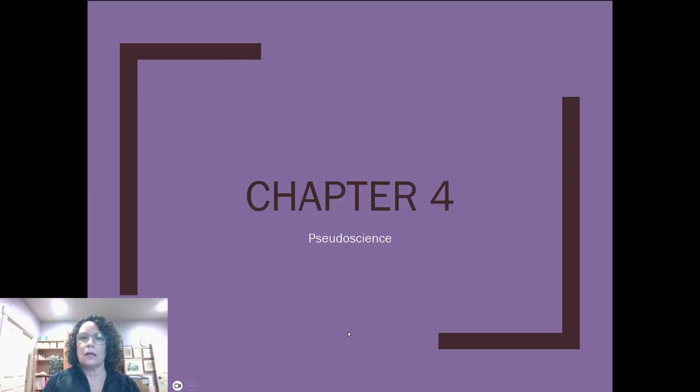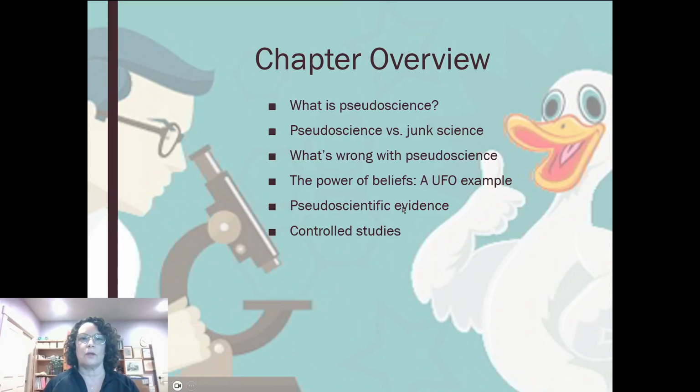Right, so here's our overview of what we're going to be covering in this chapter. By the end of this set of lectures, you will know what pseudoscience is, how it differs from junk science, and what's wrong with pseudoscience. I'm going to take a little bit of a tactic to discuss the role that beliefs play in our adopting of pseudoscientific beliefs and premises. We'll talk a little bit about the kind of evidence that pseudoscience relies on, and then we will wrap up by talking about actual controlled studies and how they gather their information.